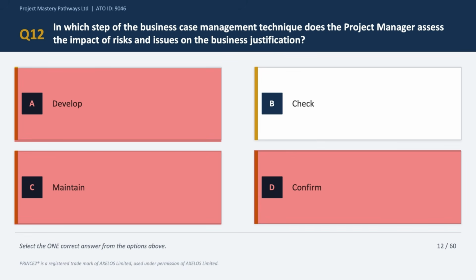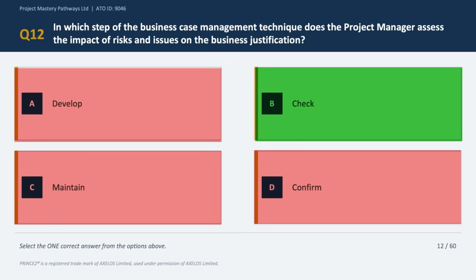Now option B says check, and this is the correct answer choice to this question. Because during the check step, the project manager reviews the business case at key points to assess how identified risks and issues impact the business justification. And this is what keeps the business case current and not just a document which is written at the start of the project and everyone forgets about it, right? So the correct answer is option B.